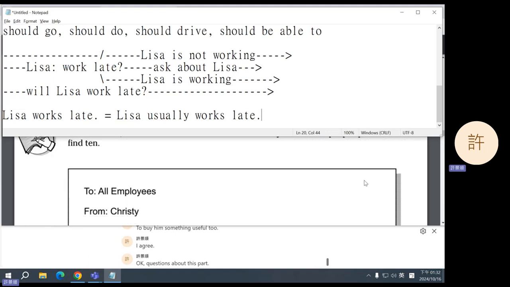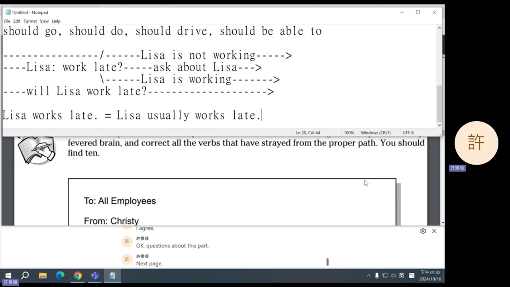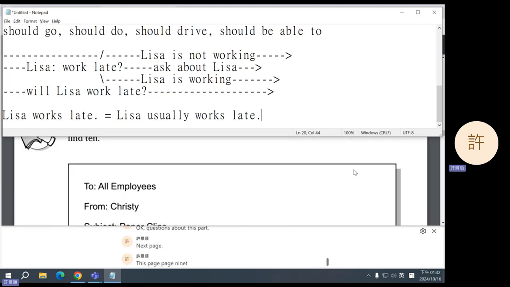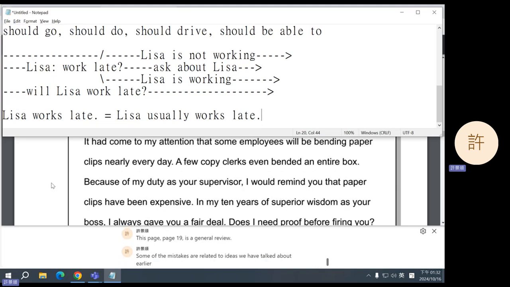Next page. This page, page 19, is a general review. Some of the mistakes are related to ideas we have talked about earlier this semester.